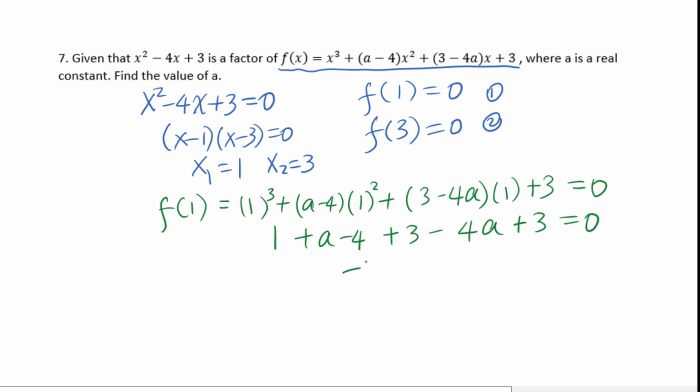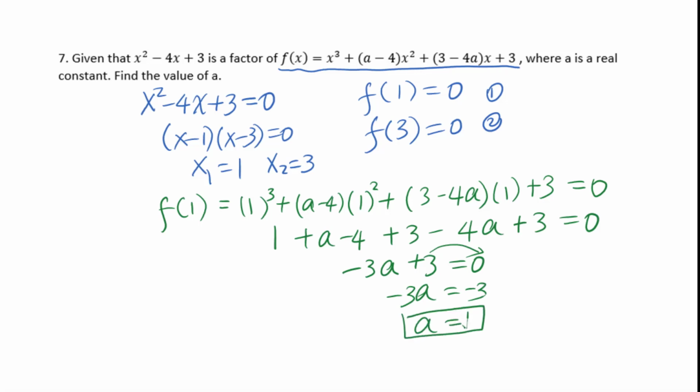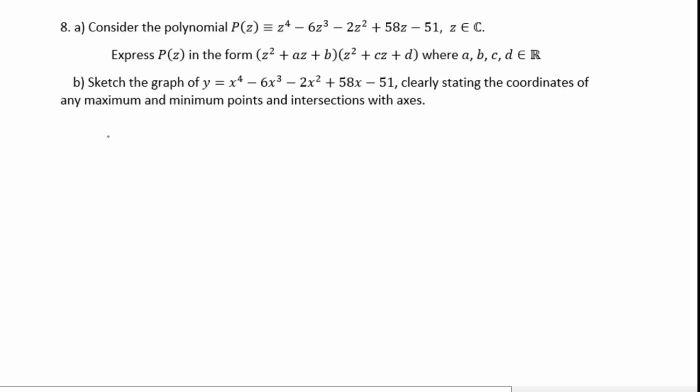Combine like terms: negative 3a plus 3 equals 0. Then we will get negative 3a equals negative 3. a equals 1. You can use this equation and you will get the same answer. Let's go to number 8.